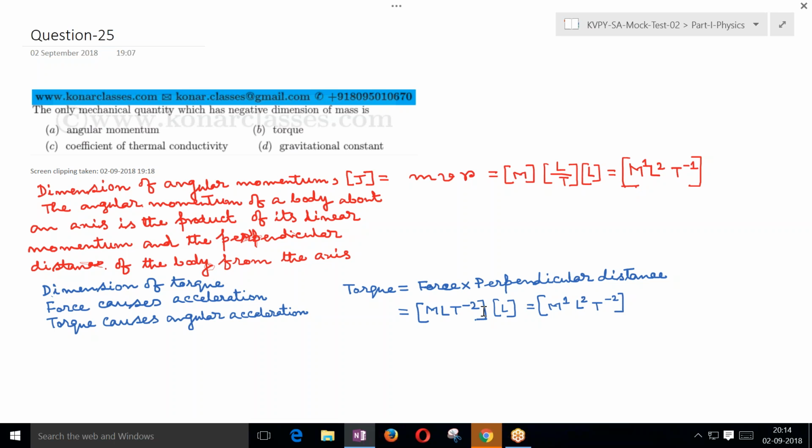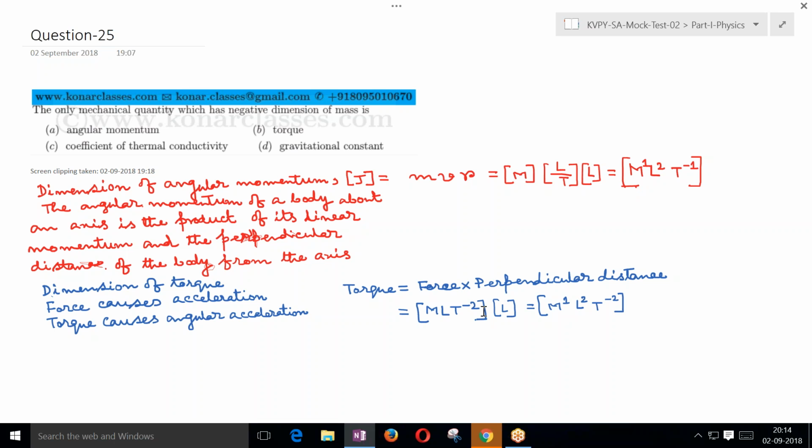And you can look at torque in another way also. You can think of torque as angular acceleration into the moment of inertia. If you take that definition, then also you will come to the same conclusion about the dimensions of torque.